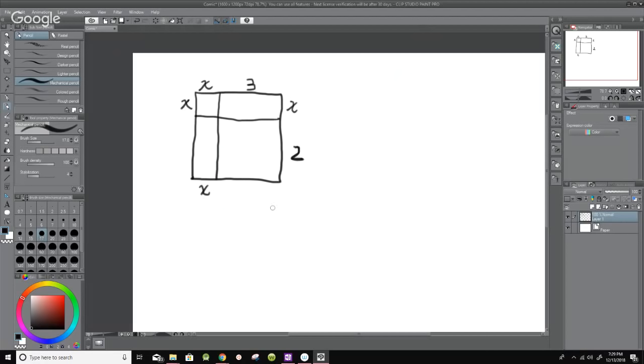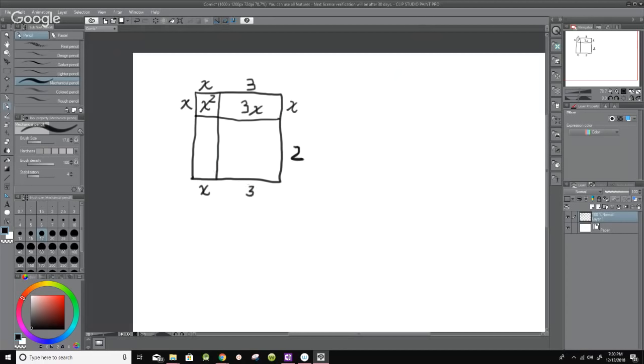Well, let's look at this for a minute. If we're talking about area as one side times the other, right? So if this little region here is square, the area is going to be x times x, which is x squared. This region here is going to be 3 times x, which is 3x.